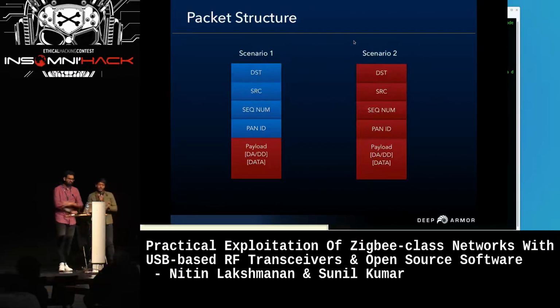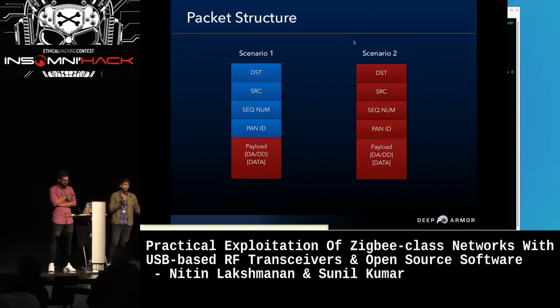So this is what I explained in the previous slide. In scenario 1, we had protected only the payload, and the attacker was able to attack by editing the payload. Now an attacker can affect all other headers, the source, destination, PAN ID, all the headers, and still cause havoc in the network.